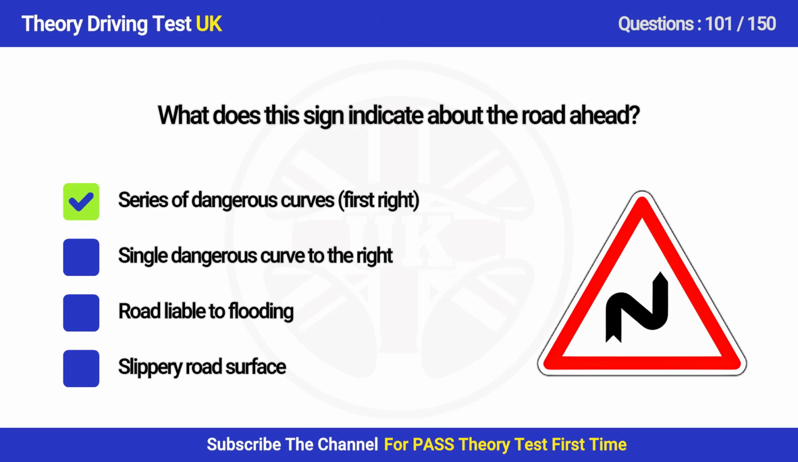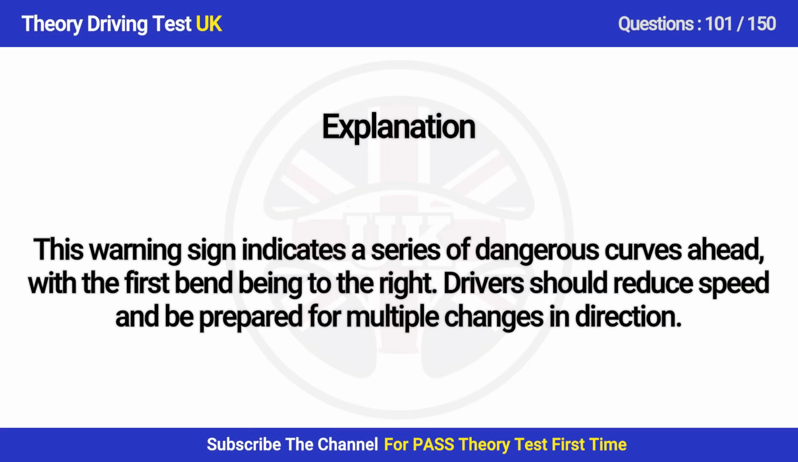Answer is A. Series of dangerous curves, first right. This warning sign indicates a series of dangerous curves ahead, with the first bend being to the right. Drivers should reduce speed and be prepared for multiple changes in direction.